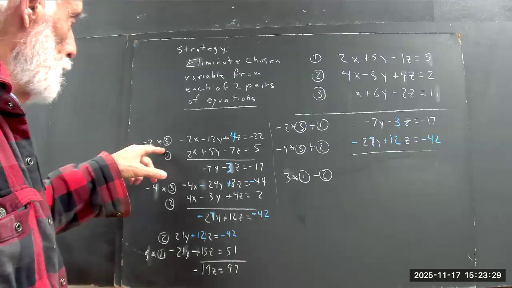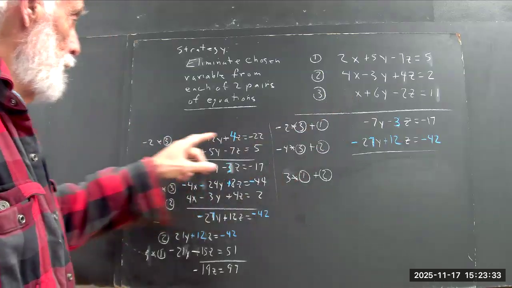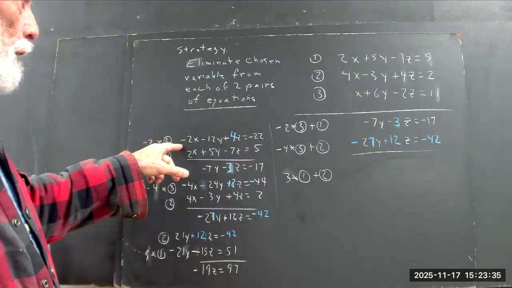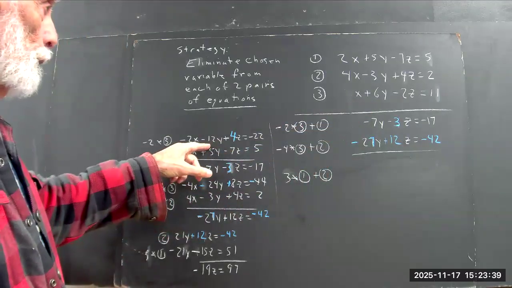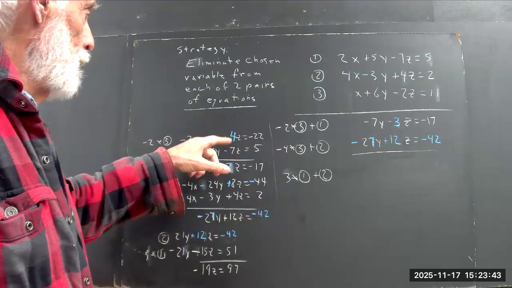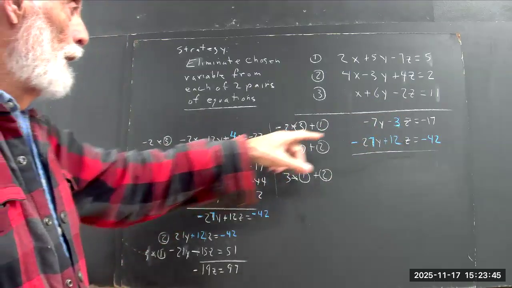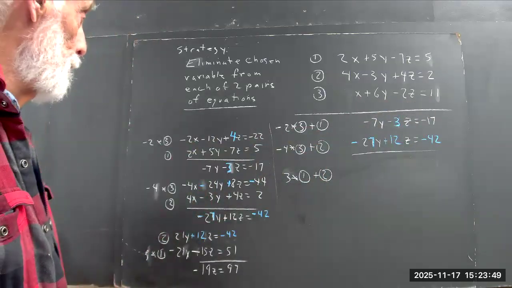Okay, negative 2 times the third equation: the coefficient of x is 1, multiplied by negative 2, we get negative 2x. Multiply the 6y by negative 2, we get negative 12y. Multiply the negative 2z by negative 2, we get plus 4z. Multiply the 11 by negative 2, we get negative 22.